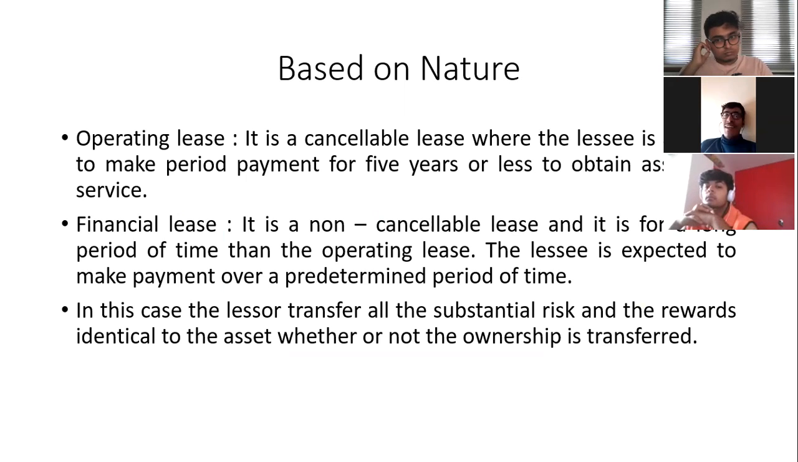There are many types of lease based on nature, like the operating lease. It is a cancelable lease where the lessee is allowed to make periodic payments for 5 years or less to obtain assets on service. The other one is the financial lease, which is a non-cancelable lease, and it is for a longer period of time than an operating lease. In this case, the lessor transfers all the substantial risks and rewards incidental to the asset, whether or not the ownership is transferred.